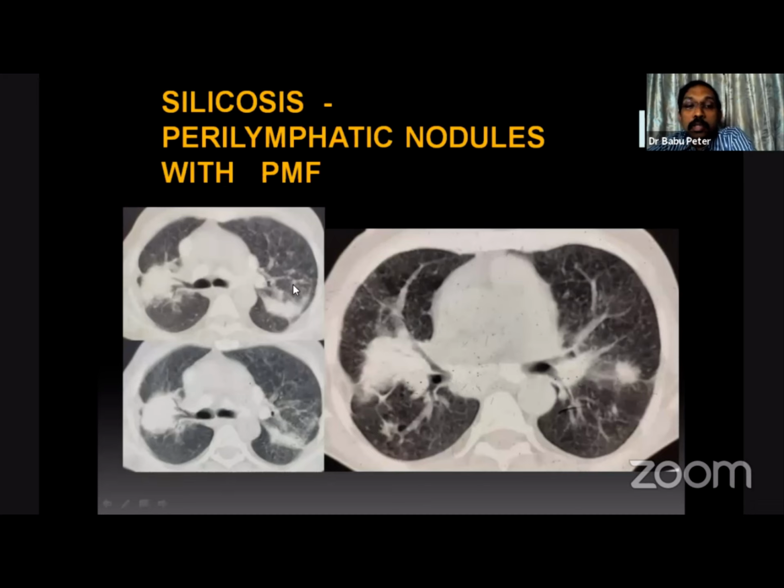The nodules in silicosis may be seen more in the pleural distribution, and also we can see bilateral confluent masses which can be seen with silicosis. These are suggestive of progressive massive fibrosis, and multiple other nodules are seen along the peribronchovascular interstitium.